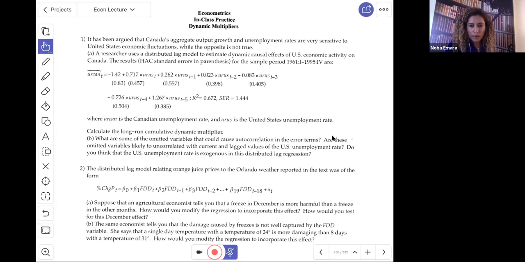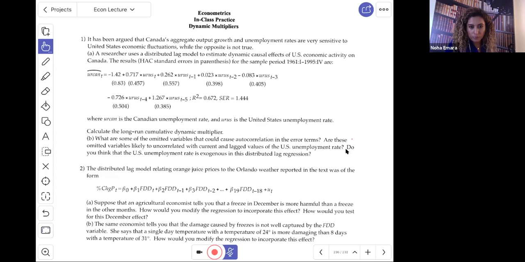And once you identify these possible omitted variables, you want to answer whether these are likely uncorrelated with the current and lagged values of the US unemployment rate. So once I figure out what these factors inside the error term are, I want to think about whether they are related to the present and the past values of the US unemployment rate. Because if they are, then we actually have what we call omitted variable bias.